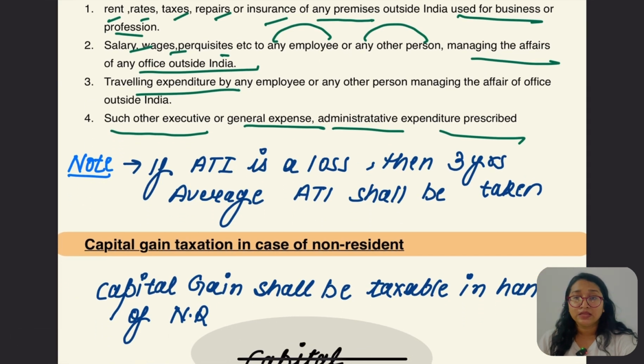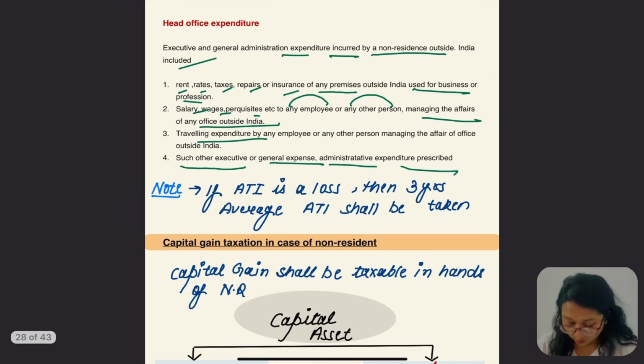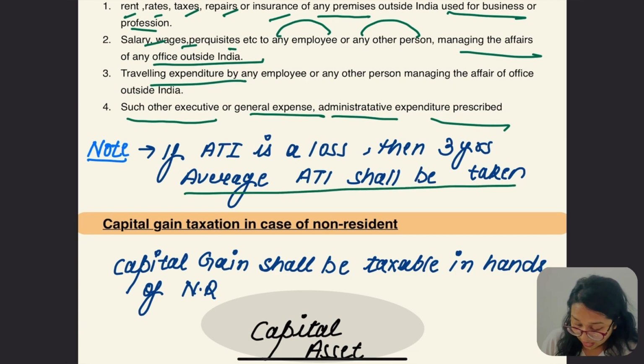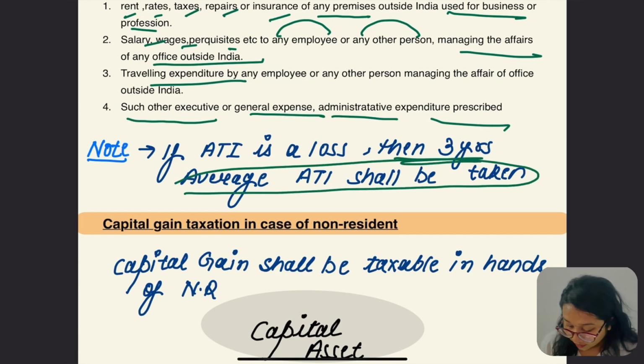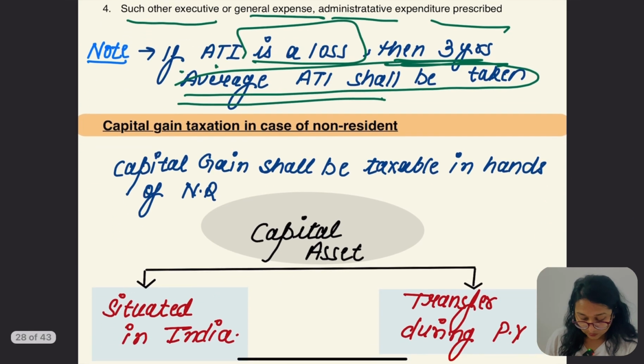But what if 5% of the adjusted total income or the amount actually incurred, whichever is lower, would be allowed as deduction for the non-resident, but the adjusted total income actually comes out as a negative amount? In that case, we'll take the average adjusted total income of 3 years. If adjusted total income is a loss, which means negative, then the 3 years' average adjusted total income shall be taken. Hope this was clear.